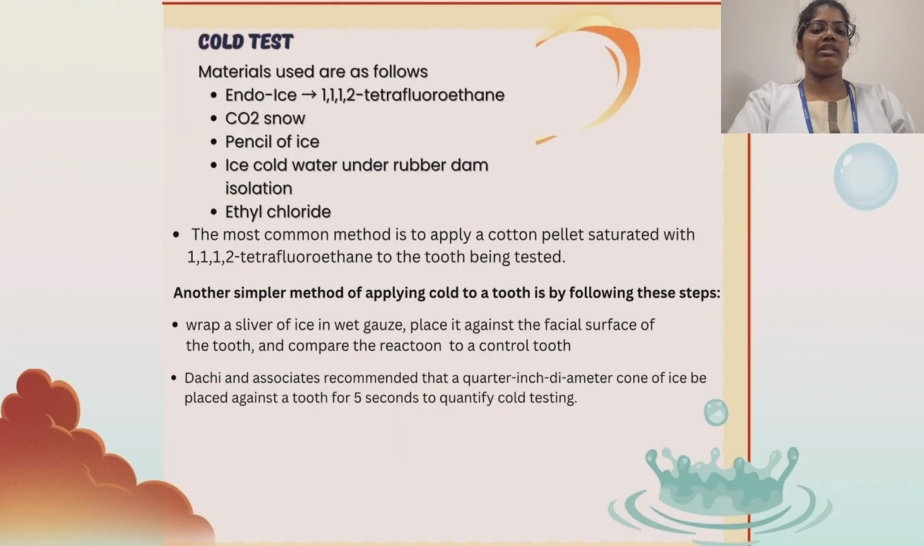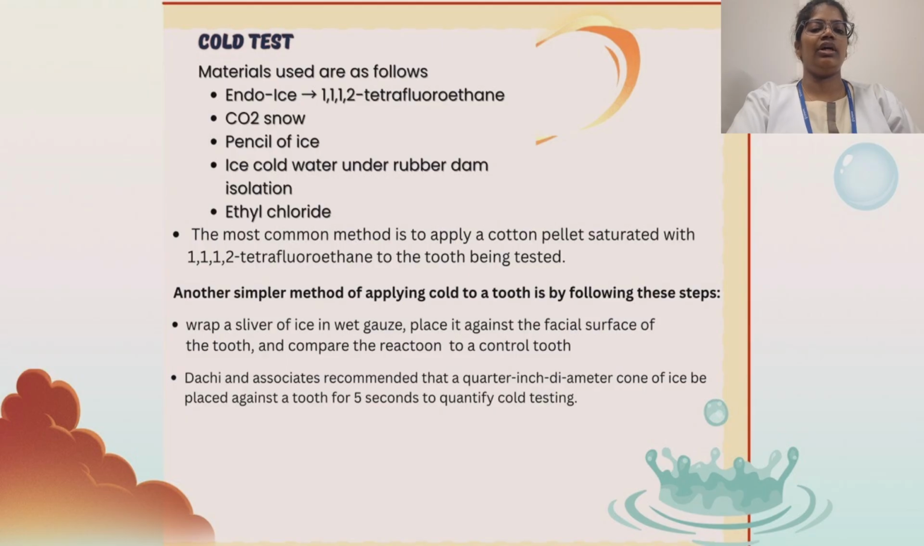Next comes the cold test. Materials used for the cold test are endo ice, CO2 snow, pencil of ice, and ethyl chloride. The most common method is to apply the cotton pellet saturated with 1,1,1,2 tetrafluoroethane to the tooth being tested. Another simpler method is to wrap a sliver of ice in wet gauze, place it against the facial surface of the tooth and compare the reaction to a control tooth.